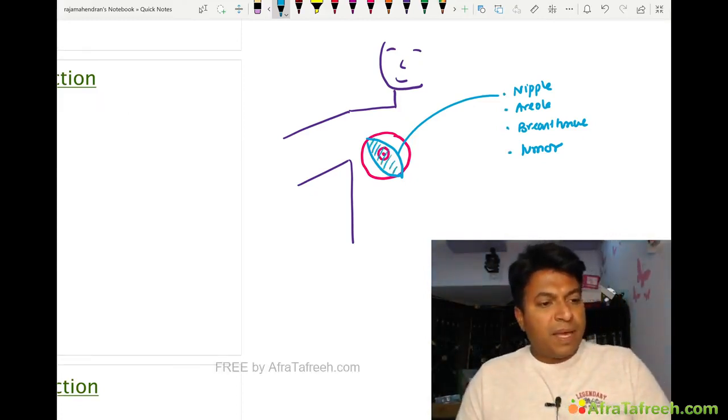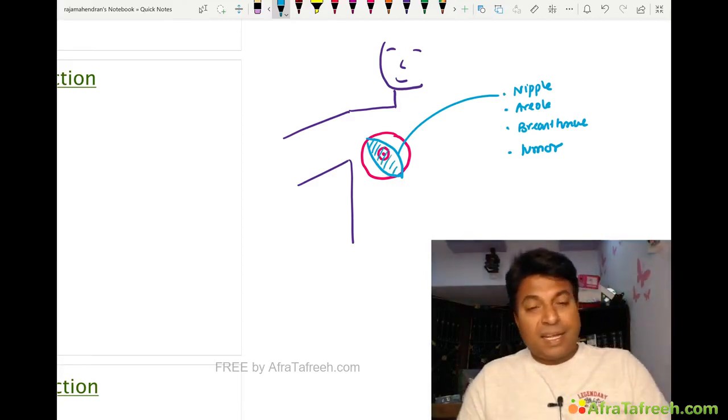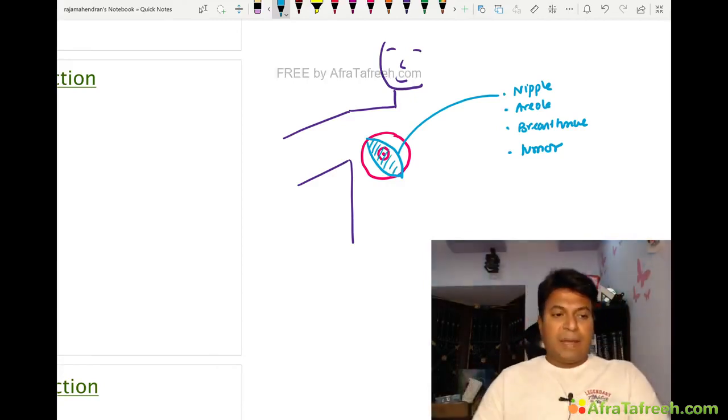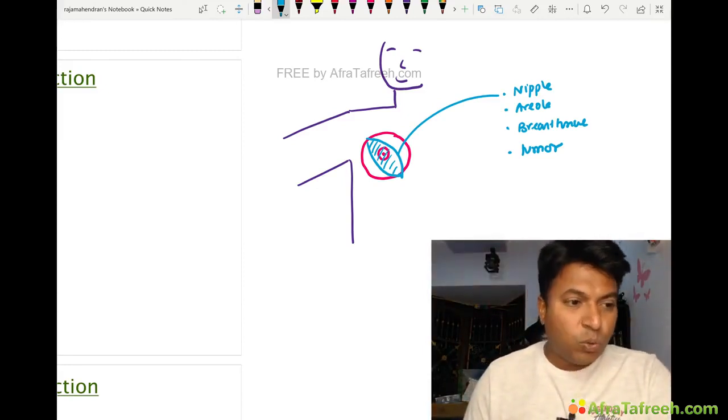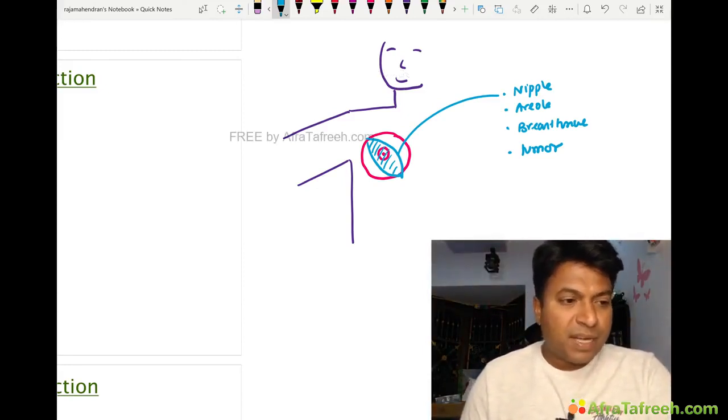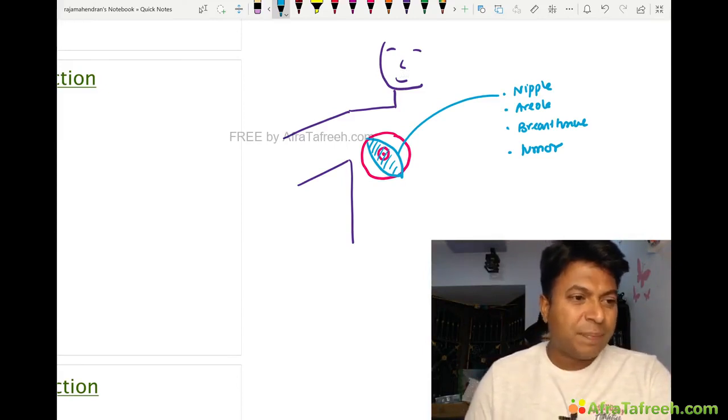Pancreatic cancer is associated with BRCA in 5 to 10%. Not with BRCA1; with BRCA2 it will be associated in 5 to 10%.